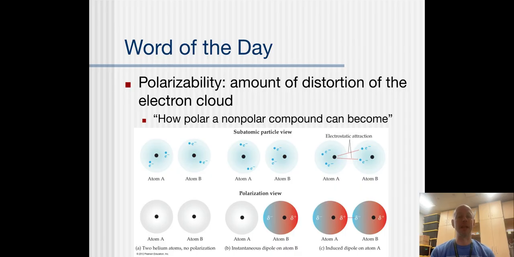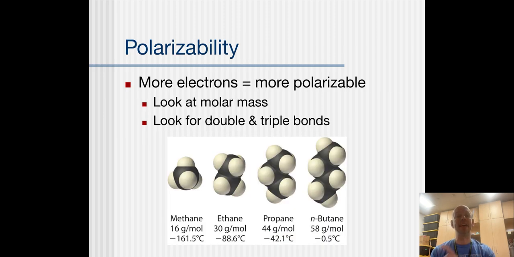And it's based upon how many electrons we have. You won't have to explain this at a high degree, but the short version is the more electrons we have, the more random motion we have, the more electron wobble we have, and then our LDFs can become stronger. So we think more electrons makes it more polarizable, which means that we have stronger LDFs.